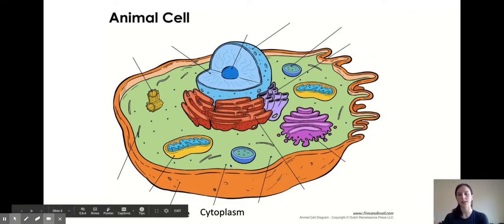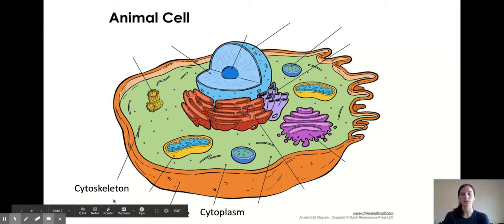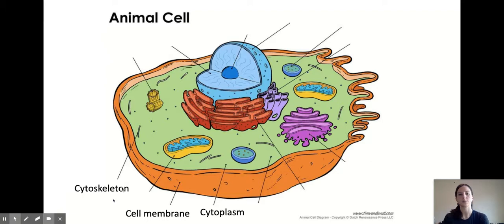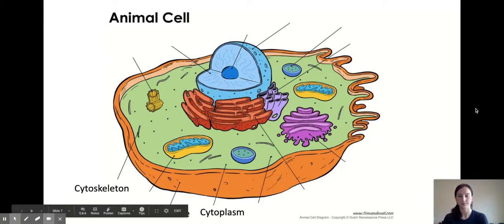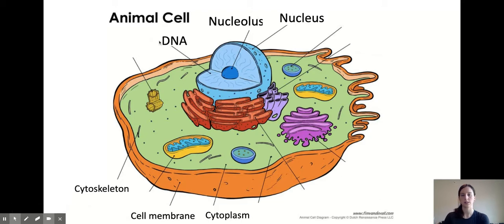The cytoplasm is kind of like a goop that everything is suspended in. So all of the organelles are suspended in the cytoplasm, moving through the cytoplasm, and a lot of chemical reactions happen there. Cytoskeleton, cyto means cell, so cytoskeleton literally translates to cell skeleton, and the cytoskeleton provides structure to the cell. We've got DNA, the nucleolus, and the nucleus up here.